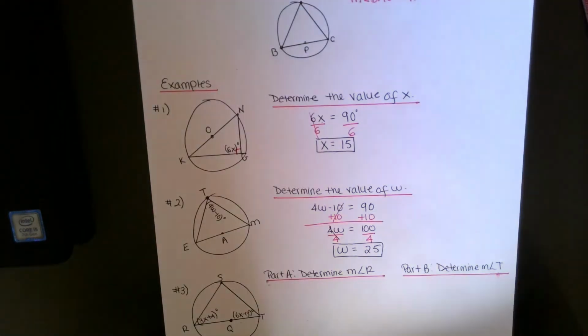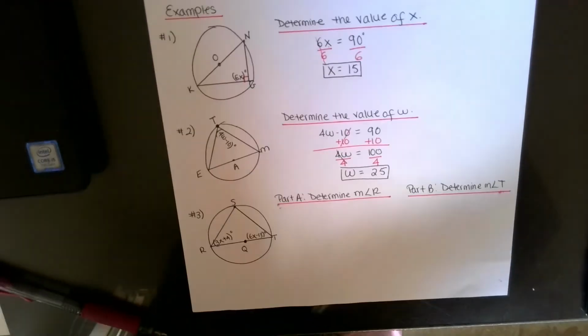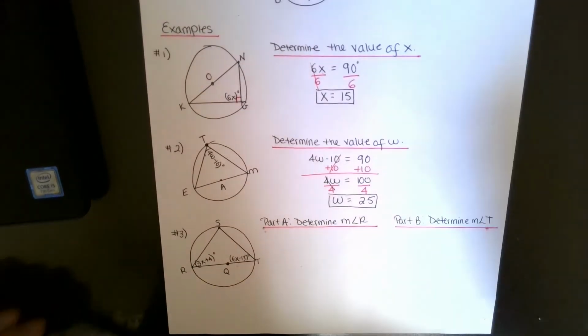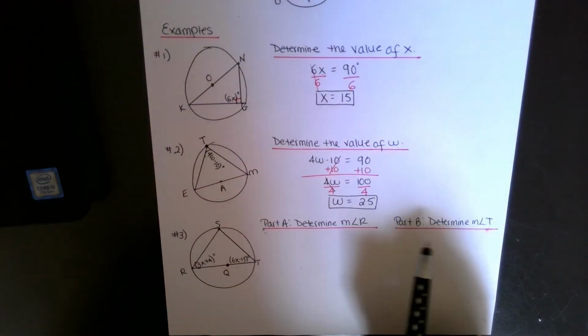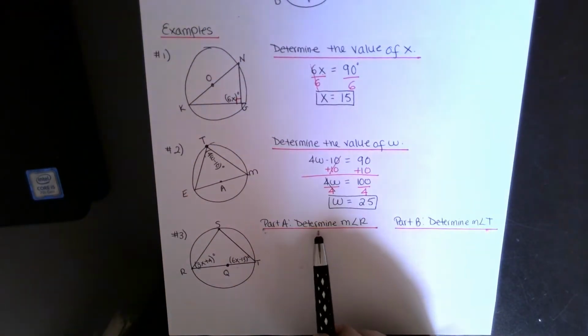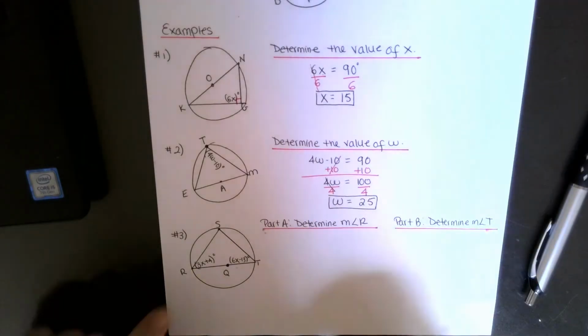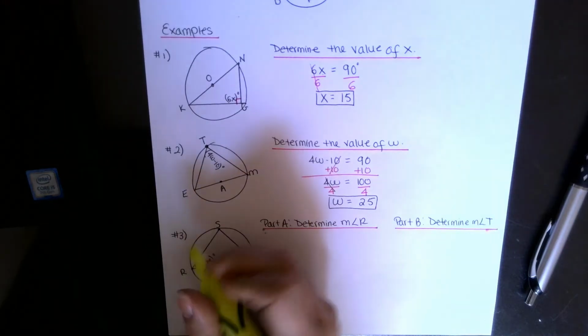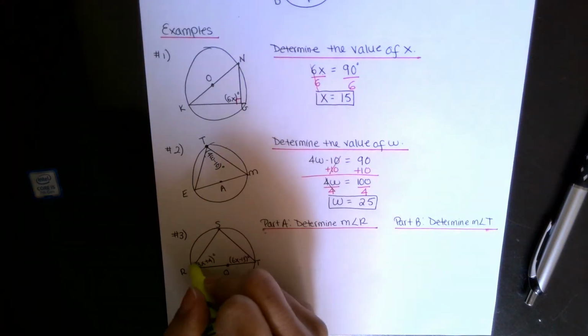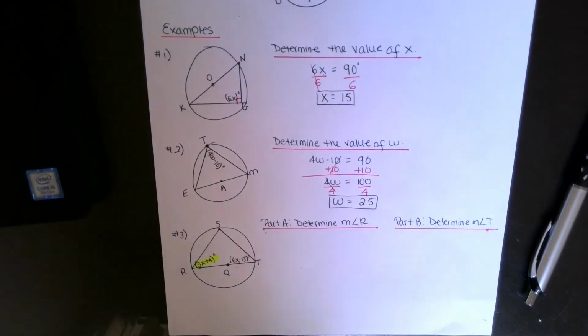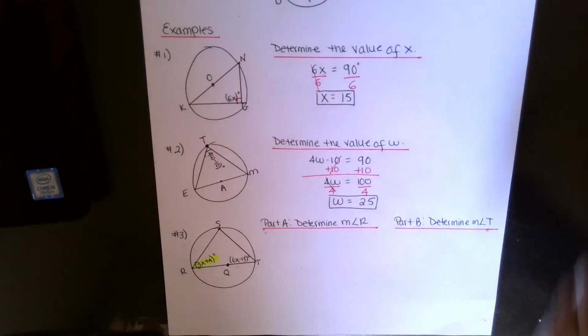So we have one more to go. Example 3. Okay, so we have part A and B. Part A, determine the measure of angle R. So I'm looking for angle R right here, which is 3x plus 4. Now, this is a little different.